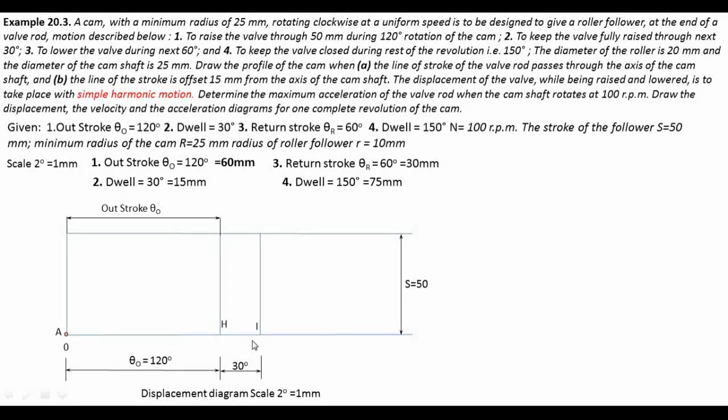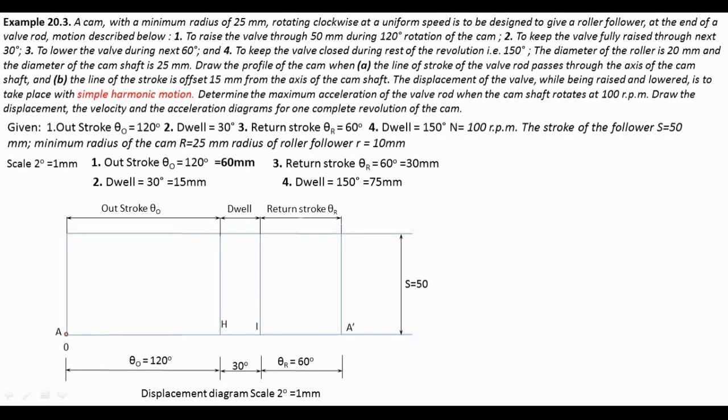Okay. Next, this distance is actually 15 mm as per scale, and the next distance will be again for the angle of 60 degrees. The return stroke will be of length 30 mm. So let us plot the point at a distance of 30 mm. So this is A dash. So the distance between I and A dash is 30 mm. So I have completed one box here. Okay. So this larger rectangle represents the outstroke, the smaller one represents the return stroke, and the middle one represents the dwell.